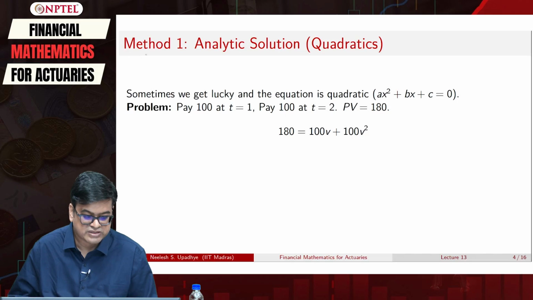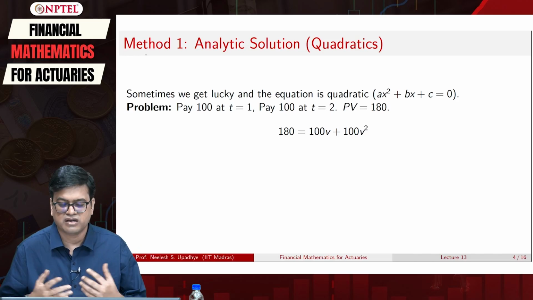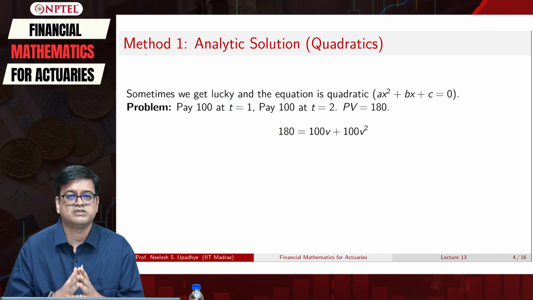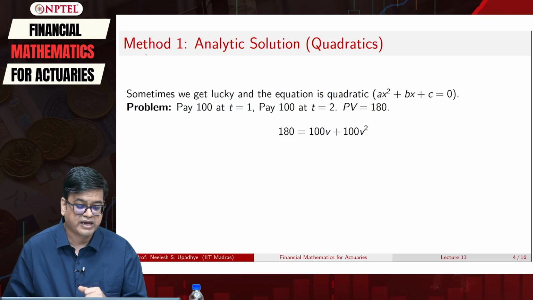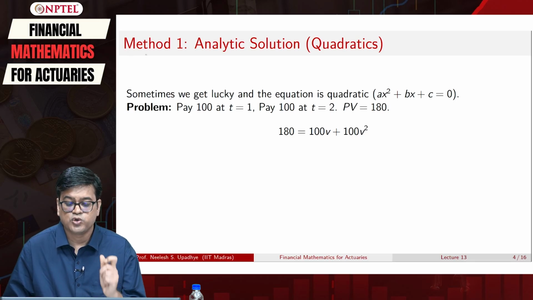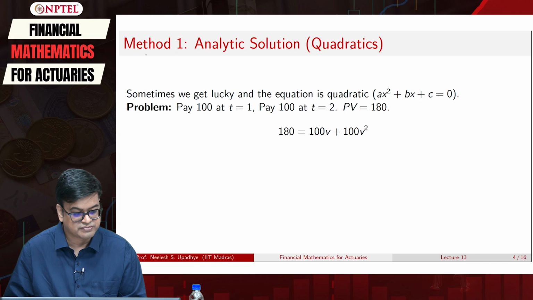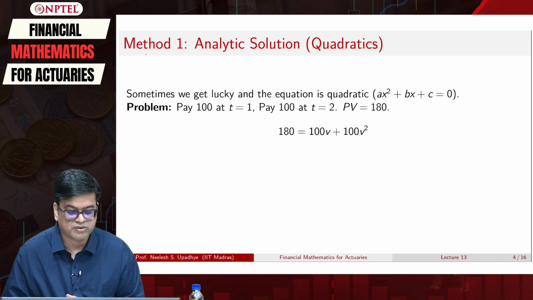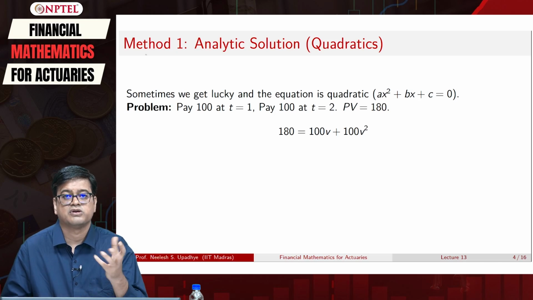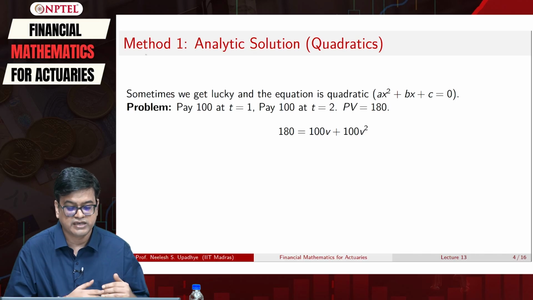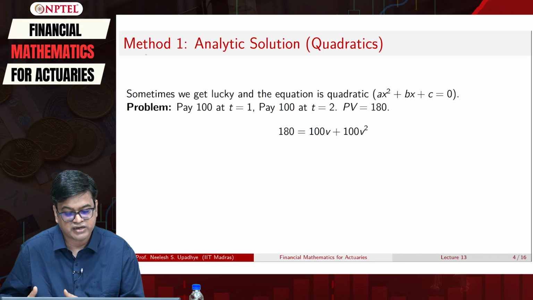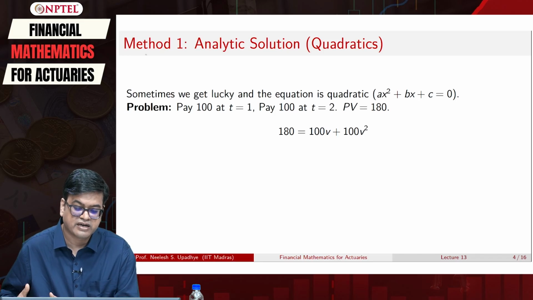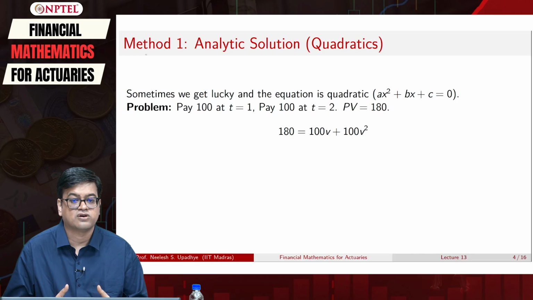Let us look at one question. In today's class, the problem is finding the effective interest rate i. The problem says you pay 100 at t equal to 1, pay 100 at t equal to 2, and the loan that you are getting is 180. So this is the basic problem and I have to write the equation of value. The loan I am getting is 180, the present value, which equals 100 times v for the first time period plus 100 times v squared for the second time period. Can I solve this problem?